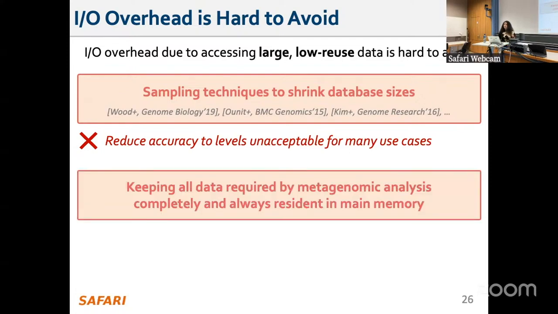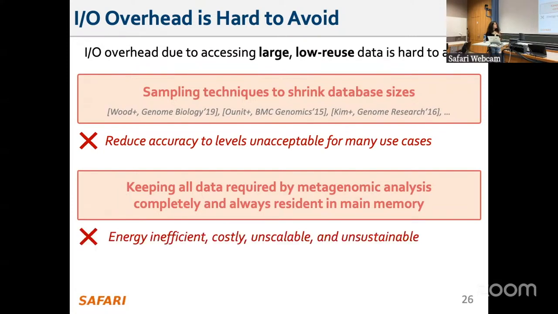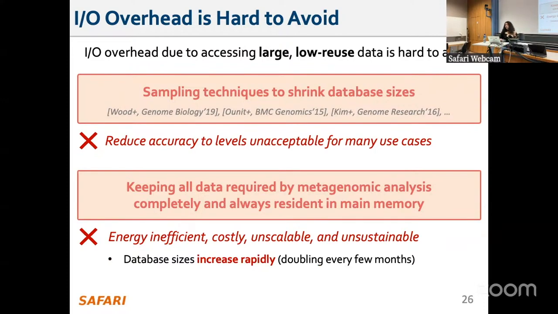Another potential solution might be to keep all data required by metagenomic analysis completely and always resident in main memory. Such a solution is energy inefficient, costly, unscalable and unsustainable, for two reasons. First, database sizes that are already large, as we discussed, increase very rapidly, doubling every few months. The other reason is that, regardless of individual sizes, different analyses might need to access different databases. So it would be very unscalable and unsustainable to perpetually keep all possible databases that need to be accessed in memory at all times.